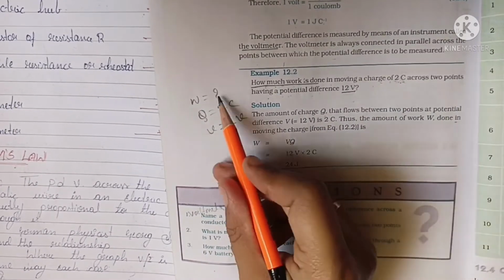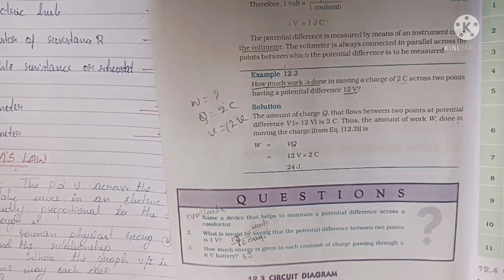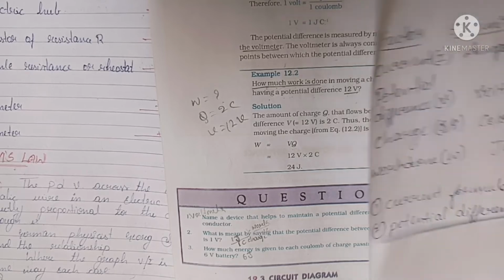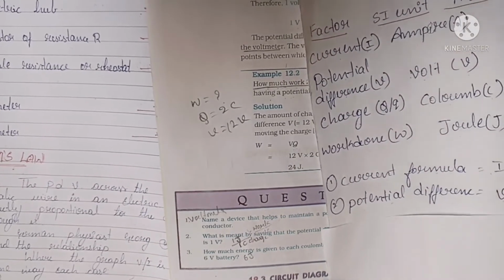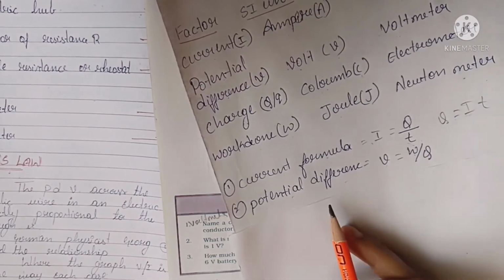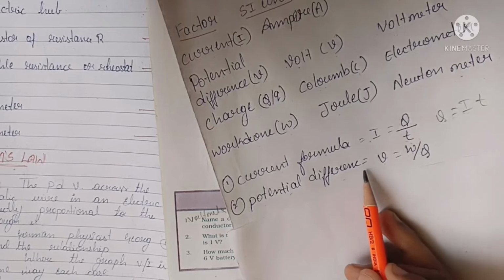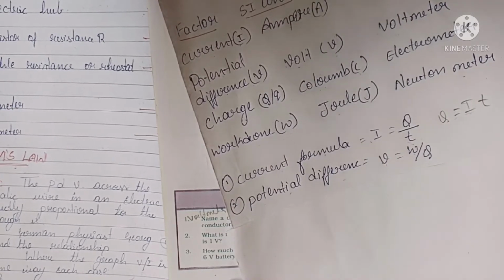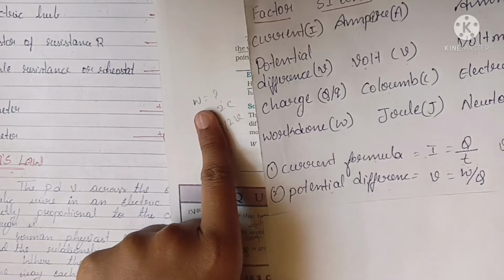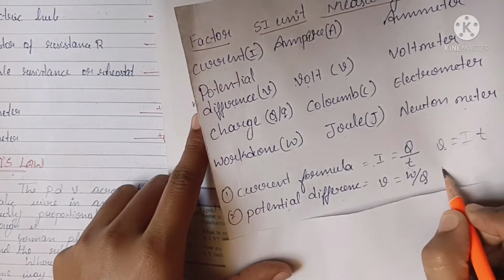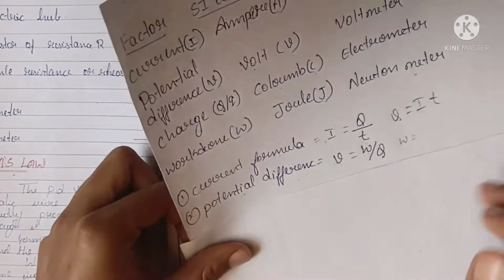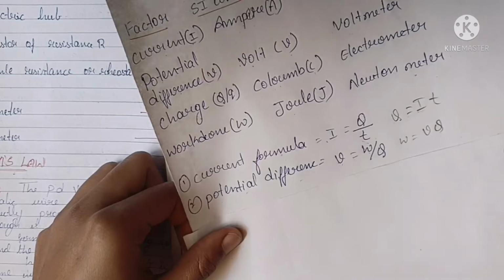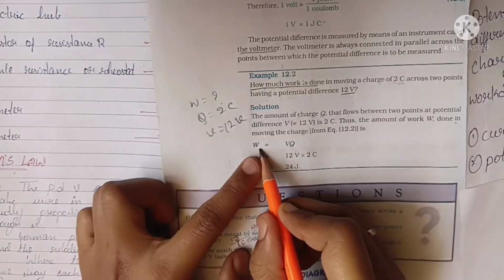Okay, fine. Now we have to discuss the formula. Which formula do we have to use? We have to use the work done formula that we discussed in the previous video. The potential difference V is equal to W by Q. Here we have to find W, so just rearrange this formula according to your convenience: W is equal to V into Q.